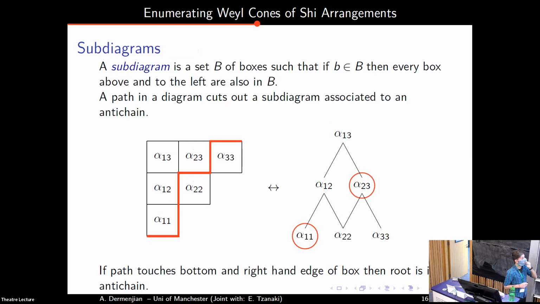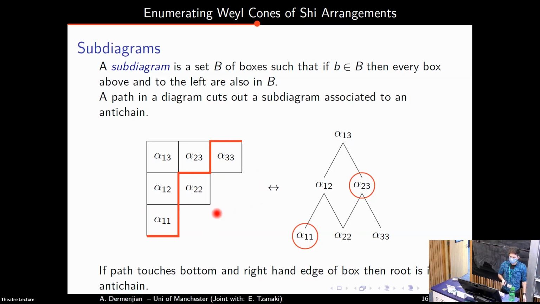Subdiagrams. So how do we relate diagrams to antichains? And this was again done by Xi. So basically what he did is he said, what we have to do is we cut our diagram into two parts. And the left-hand part just has to be a subdiagram. What he defines as a subdiagram is basically closed under going left and going up. In other words, if I have some box, every box to my left and every box above needs to also be in my subdiagram.